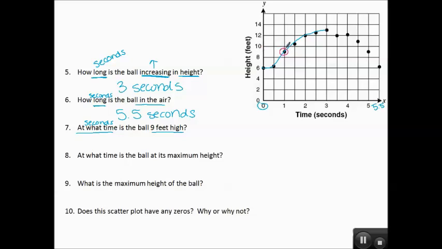So there's 9 feet. But again, I come over, I see I have another 9 feet. So the ball is actually at 9 feet twice. It hits it first when the ball is thrown, and then as it's coming down, it returns to 9 feet. So we're actually going to have 2 answers here. So it's 9 feet. I come down at 1 second. It's at 9 feet again at 5 seconds. So I have 2 answers for that. It hits 9 feet twice.